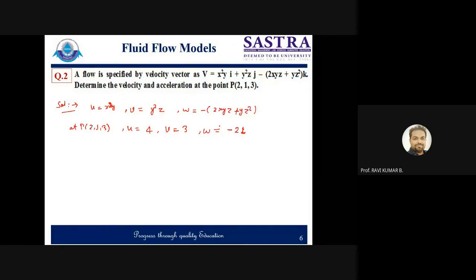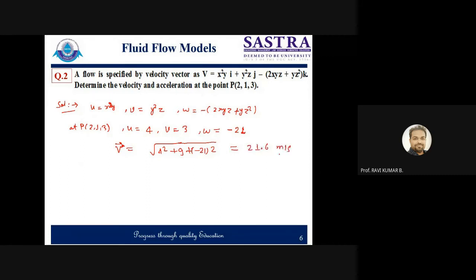Now, the resultant velocity: just put everything inside and solve this out. So 4 square plus 3 square plus minus 21 square. So what is the final answer? It is 21.58 meter per second. So we can say approximately 21.6 meter per second.